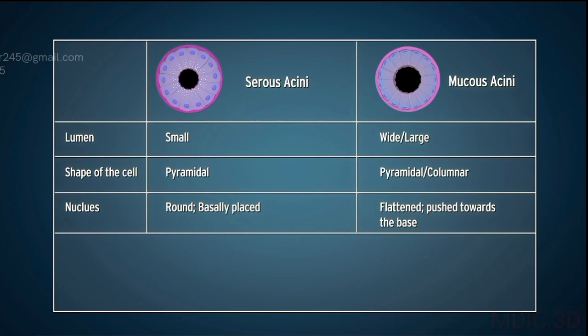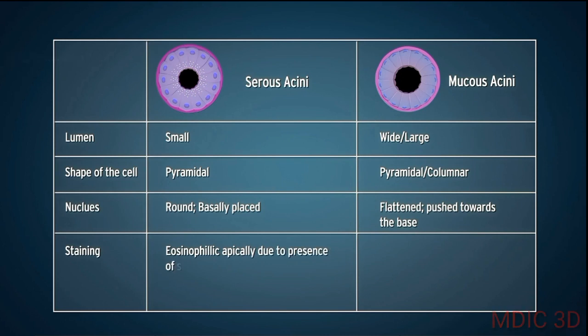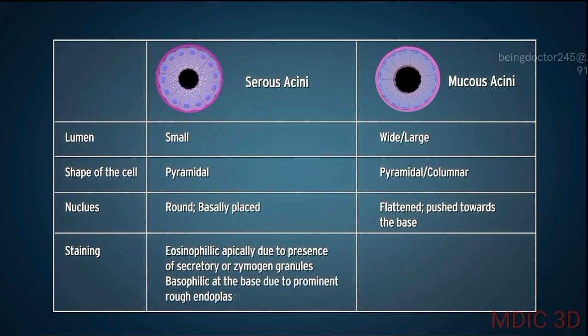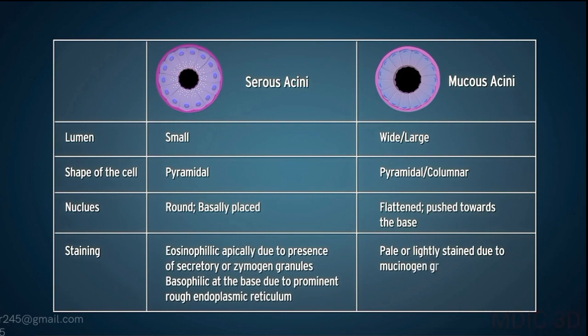Serous acini: staining is eosinophilic apically due to the presence of secretory or zymogen granules, and basophilic at the base due to prominent rough endoplasmic reticulum. Mucous acini: staining is pale or lightly stained due to mucinogen granules.